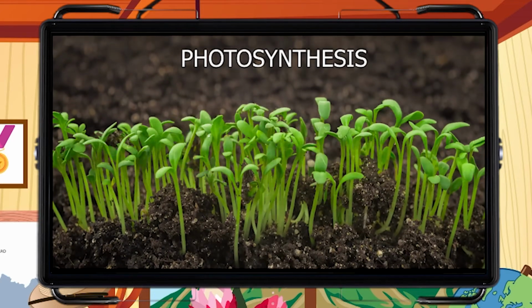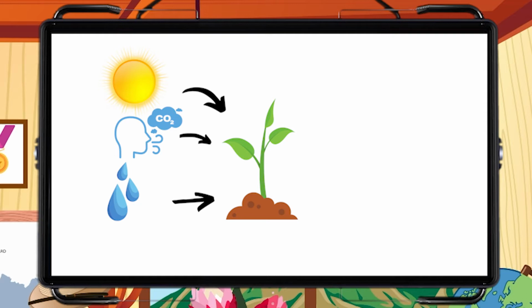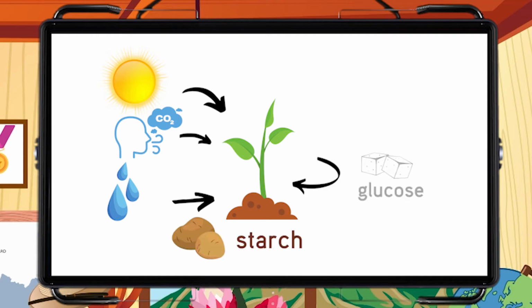through the leaves. A plant uses energy from the sun and carbon dioxide from the air and water to make a type of sugar called glucose. Some of this glucose is changed into starch, which is then stored in the roots and fruit.